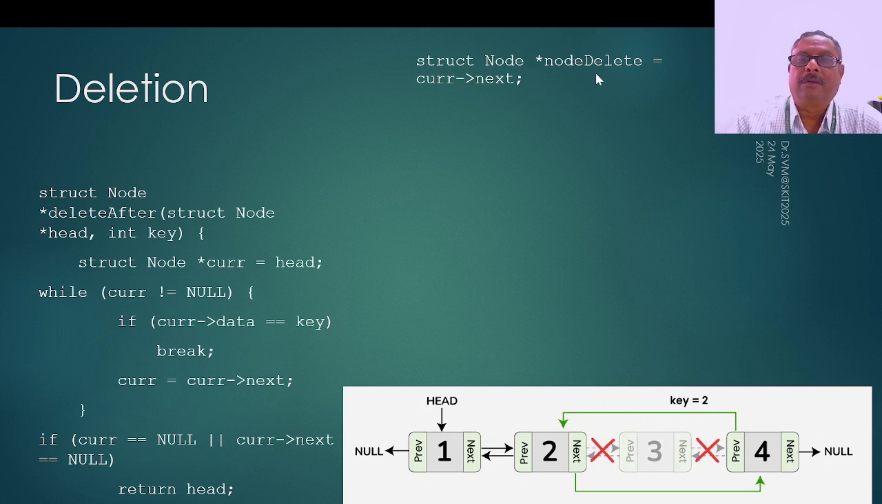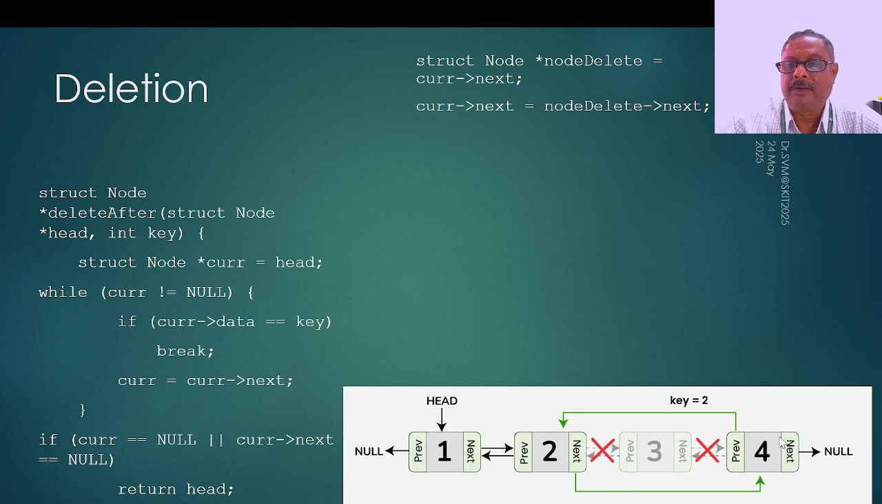Then the node to be deleted will be the current node's next. So the current node is this, its next will be this, which we want to delete. So we remember the address of that so that in future we can delete the memory allocated to that, free the memory. Then the current's next. So this current's next is this one, which is that node to be deleted's next. So node to be deleted's next is this. So we want to make this connection. So current's next is equal to this.